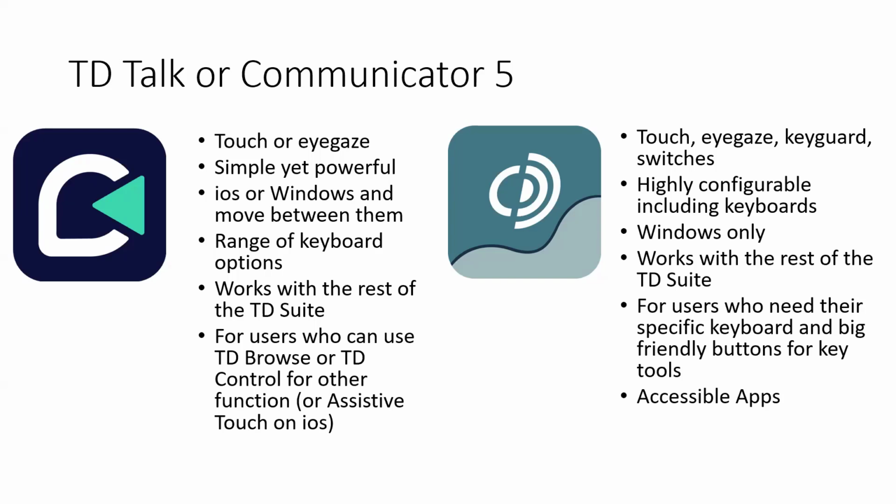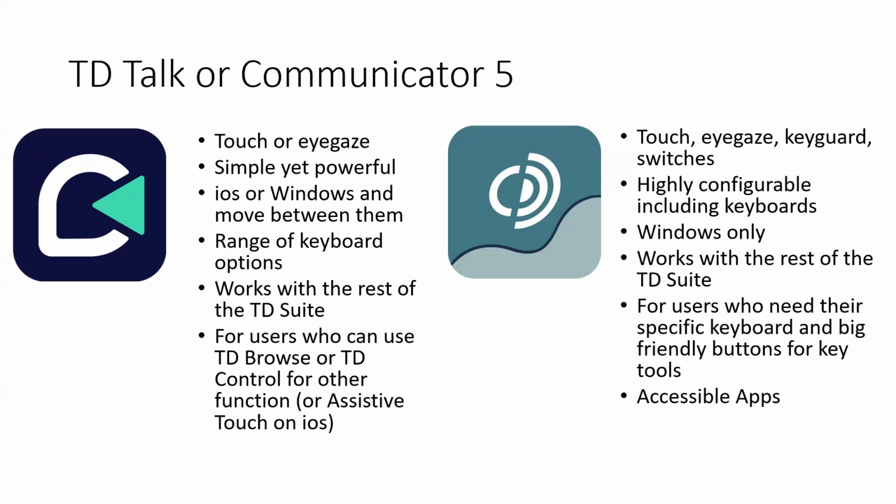Communicator 5 is Windows only, whereas TD Talk is iOS or Windows and allows users to move between them. There are a range of keyboards that have been introduced into TD Talk, but Communicator 5 does have more functionality for creating new keyboards and also editing existing keyboards.